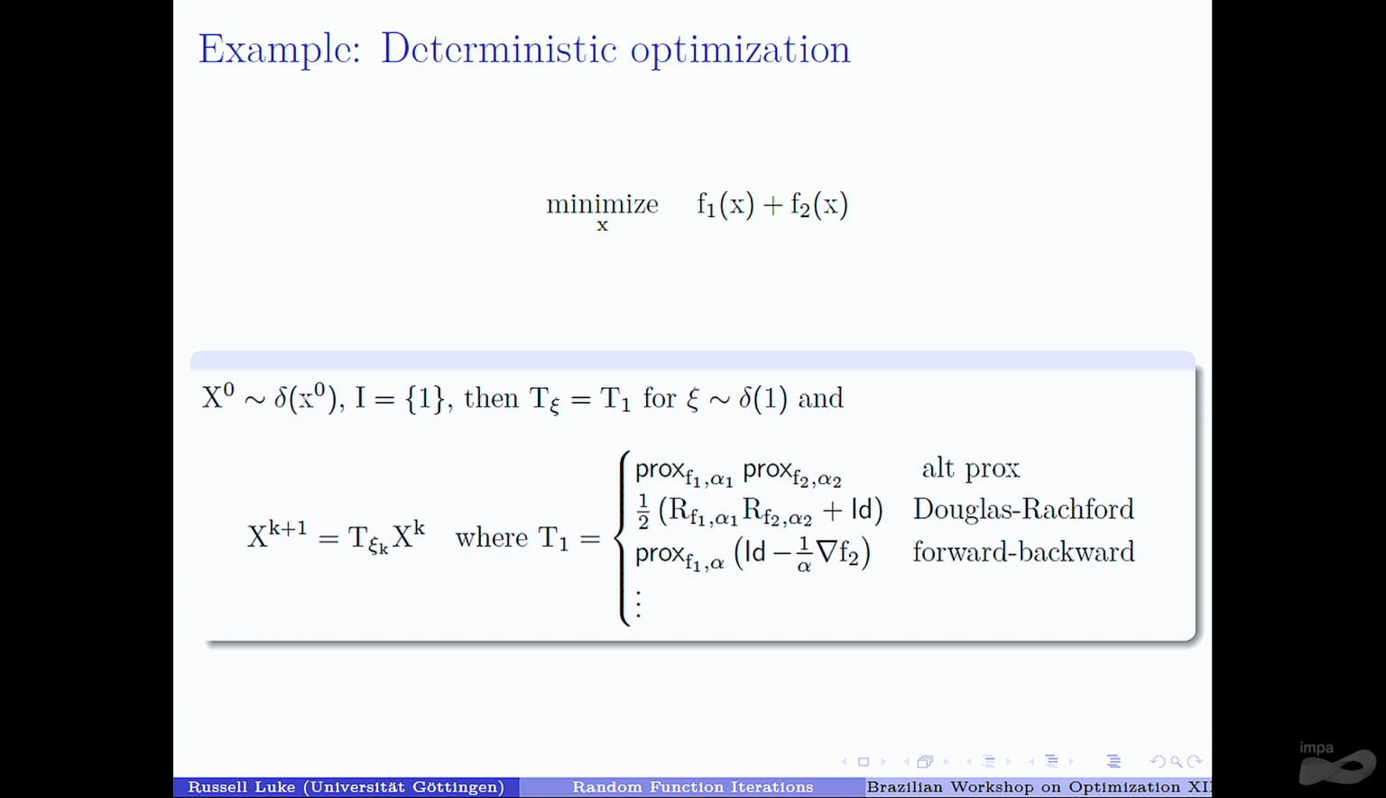And this can be applied to our deterministic setting. So if you want to minimize two functions here, for instance, they can be non-smooth. One of the functions can characterize our constraints. You start at some specific point, a delta function centered at x_0. Your index set is just a single element, so this is not a very interesting random variable. And my operator here can be whatever your favorite algorithm is, either alternating prox or Douglas-Rachford, forward-backward, whatever you like. That's your operator, and so this would be my random function iteration in this case.